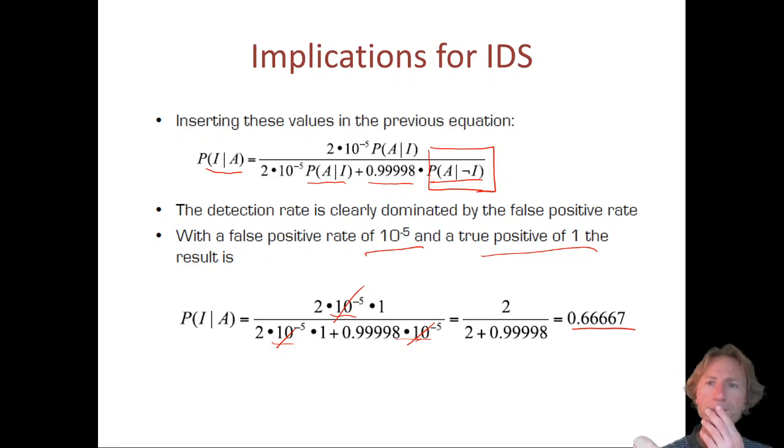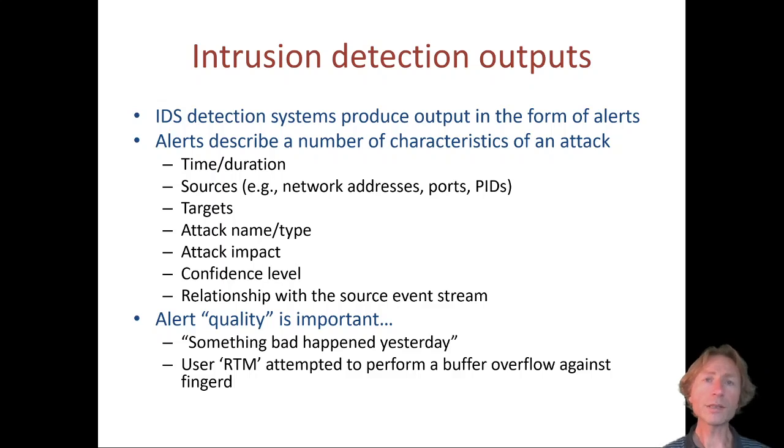So the lesson that we learn here from the base rate fallacy is that the false positive rate starts to dominate the effectiveness of your idea. So false positive rates in practical situations are typically extremely important. You want to keep the false positives down, the number of false positives you want to keep down.